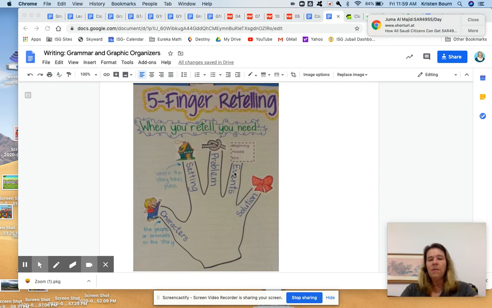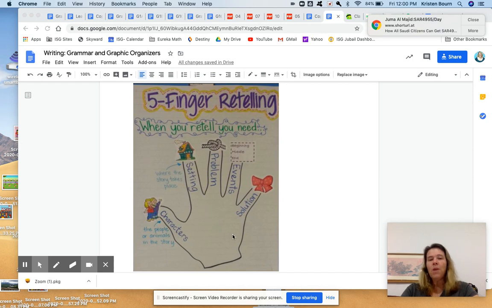Now, we're going to be talking about the events. Okay? That is what happened in your story. Your beginning, your middle, your end. Okay? Then your solution. How did your character solve his or her problem? In the middle here, this is kind of usually I think about the central message. Okay, what is the author trying to teach you? Okay, you could include that in your retelling of your book.